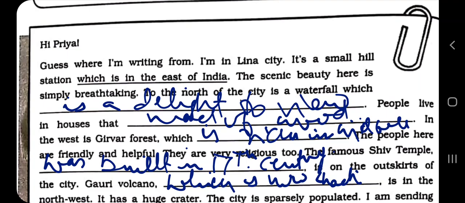So this is a sort of informal writing. If the date and place had been added, it could have been a proper informal letter. Now worksheet 10.